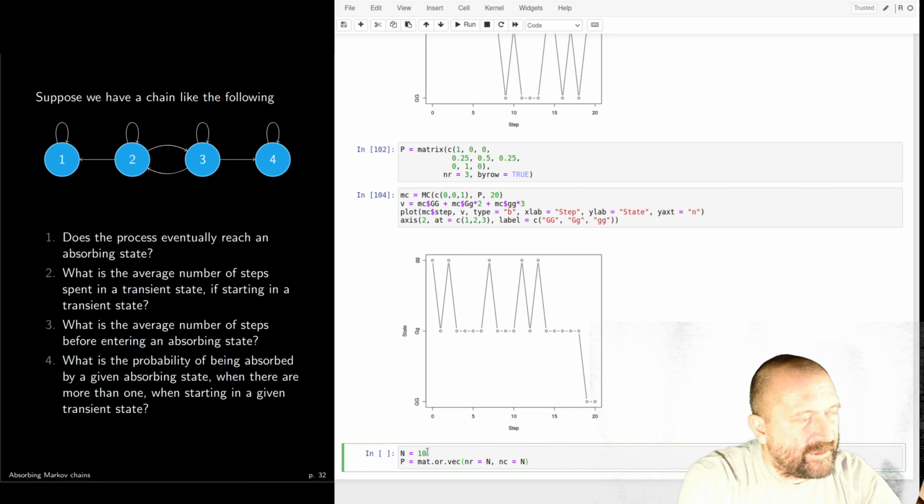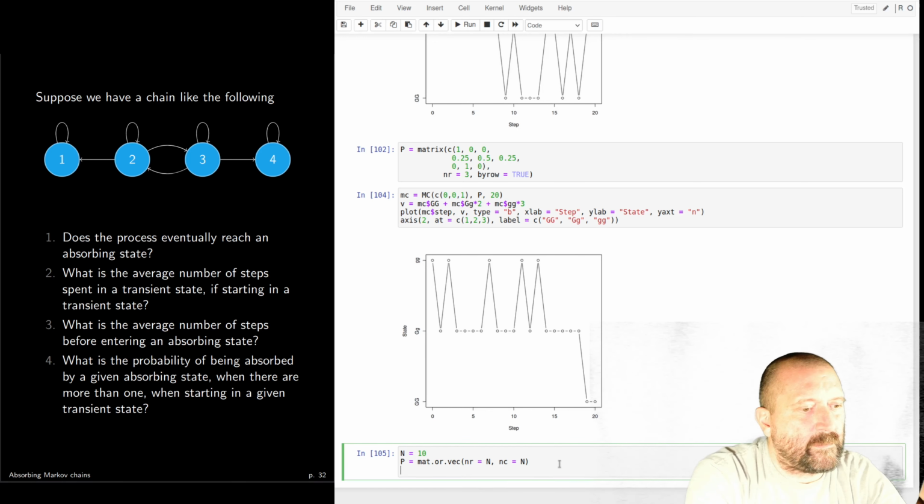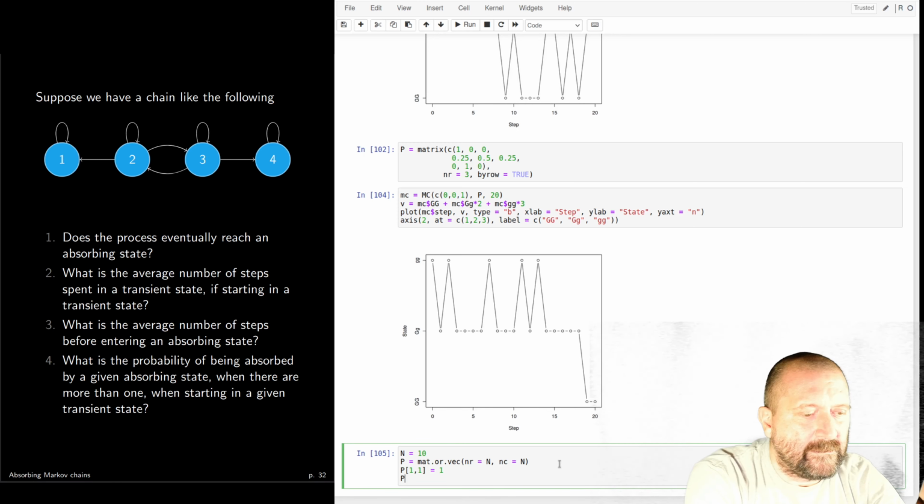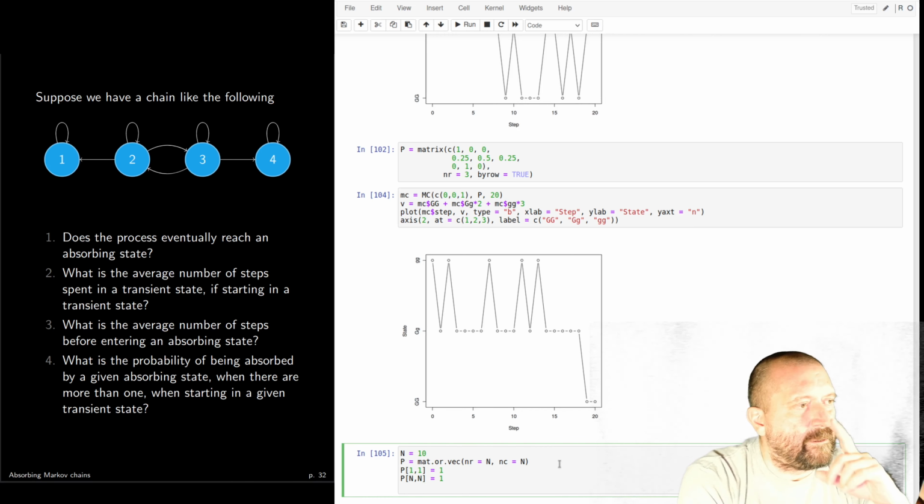And what is happening there? I'm going to say that P of 1, 1 is equal to 1. This is the loop on 1. P of n, n is equal to 1.